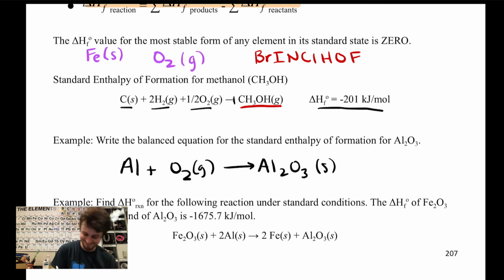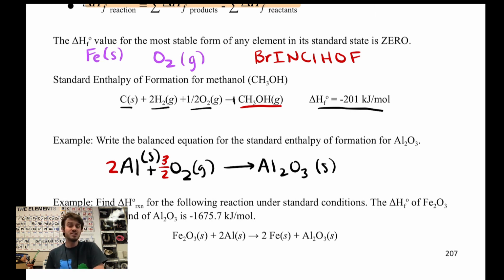Okay, so that is a solid, and the O2 is a gas in the standard state. Now, I do have to make sure that I balance this equation. So to balance it, I'm going to put a 2 in front of aluminum. And then in front of oxygen, I'm going to put 3/2. So if I do 3/2 times 2, that gives me 3 oxygens, which would balance out my oxygens. So this would be the balanced equation for the standard enthalpy of formation for aluminum oxide.